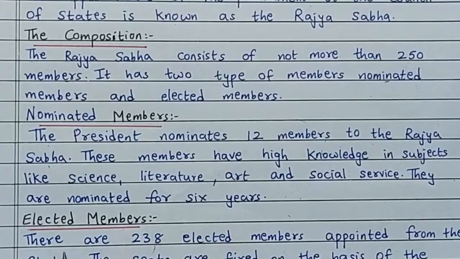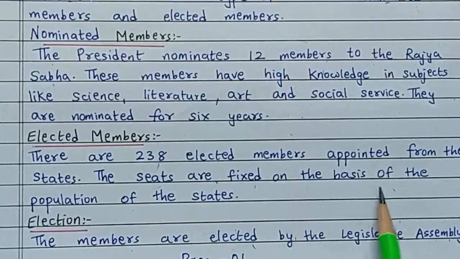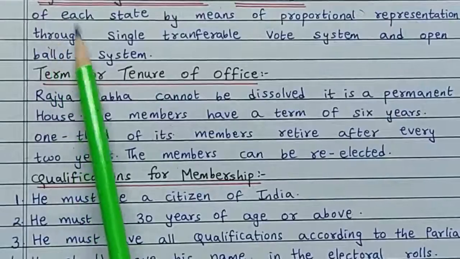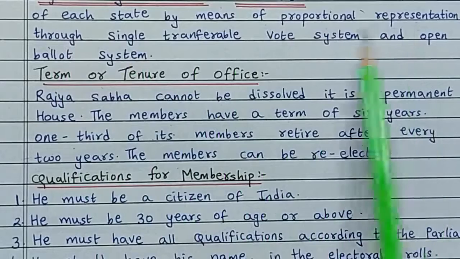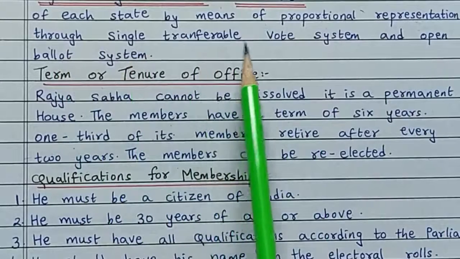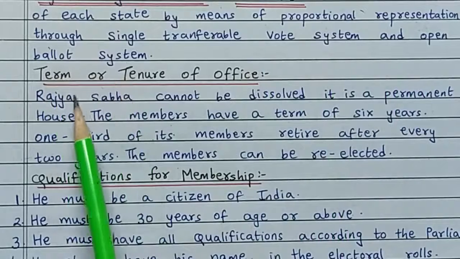Elected members. There are 238 elected members appointed from the states. The seats are fixed on the basis of the population of the states. Election. The members are elected by the Legislative Assembly of each state by means of proportional representation through the single transferable vote system and open ballot system.